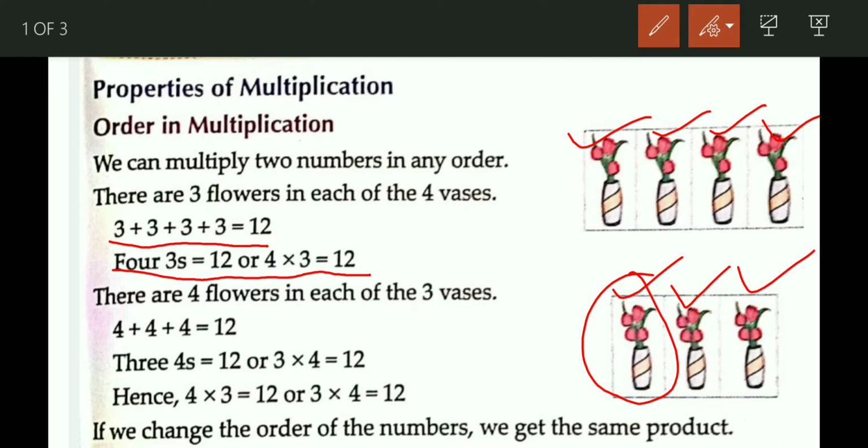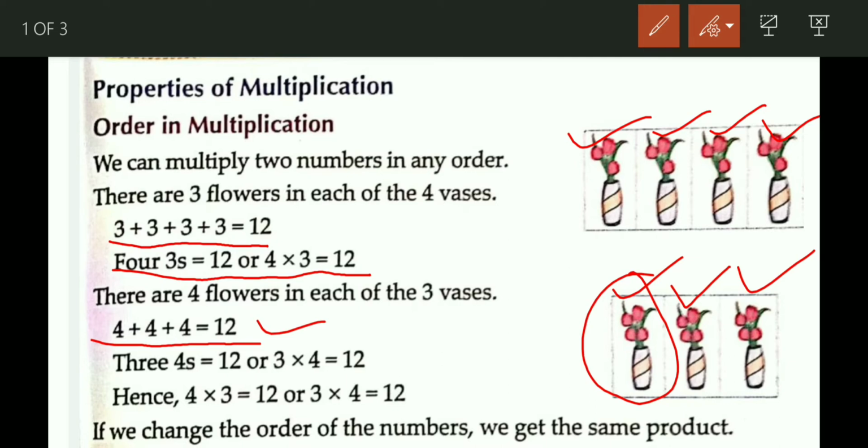Yes or no? So how will you write this one then? You will write 4 plus 4 plus 4. Why? Because there are 3 groups of 4. Yes or no? So you will write 4 plus 4 plus 4. Like here. So then how will you say this? 3 4s are 12. So if you add all these 4, that means 4 plus 4 plus 4, you will get 12. And when we say 3 4s are 12, or 3 into 4 is equal to 12, so you will find that it is the same answer.